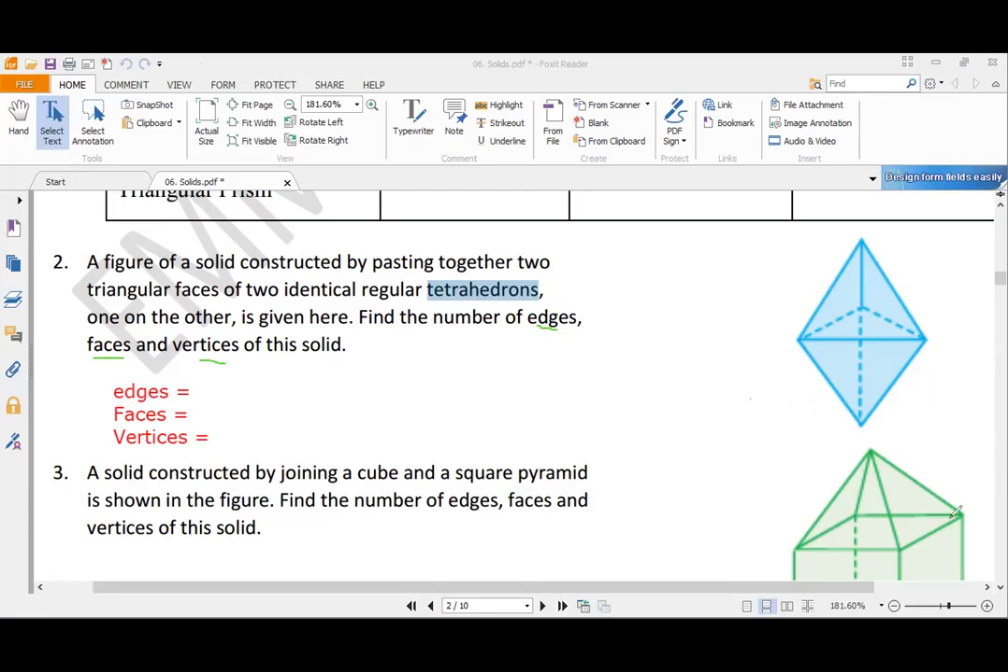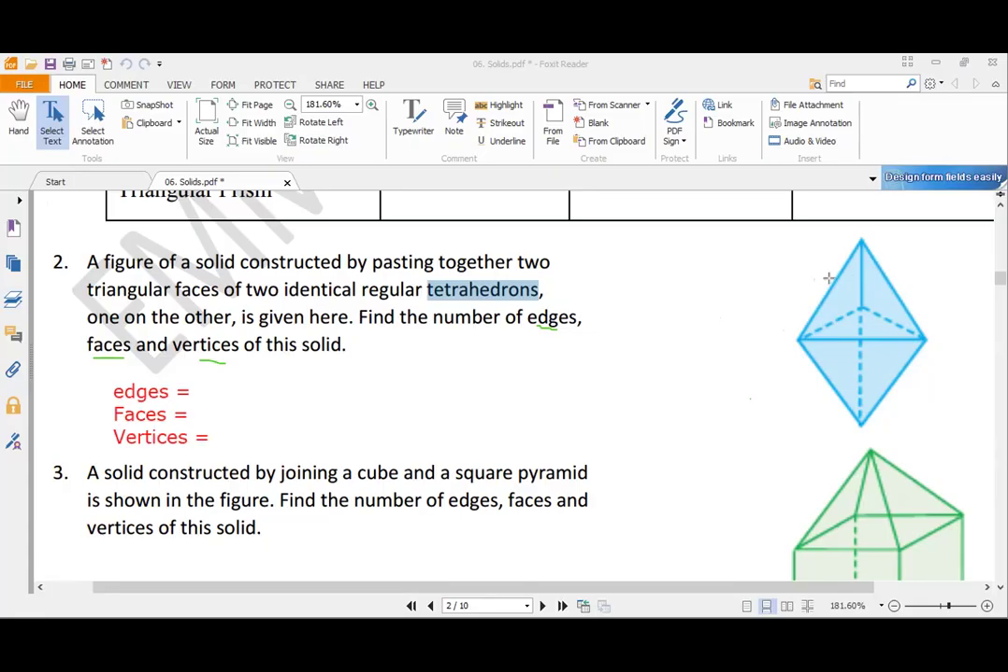Right, okay. I am going to count the number of edges first. Now you need to do the same thing as me. Take your pencil, and I am going to change the color so that you can identify them very easily.